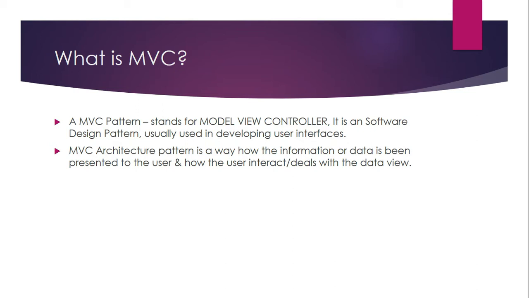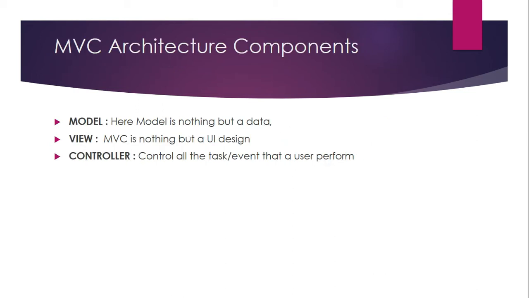MVC pattern is a way how information or data is presented to a user and how the user interacts with the data view. So in MVC, there are three kinds of components, as you know, that is model, view, controller. Here model is nothing but data, a view is a UI design, and a controller is where all the tasks are performed by a user.